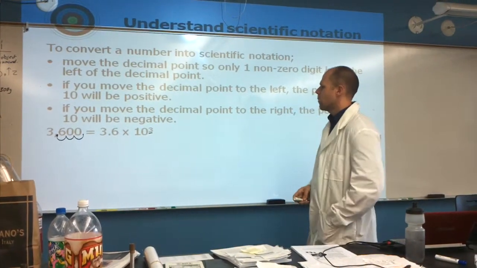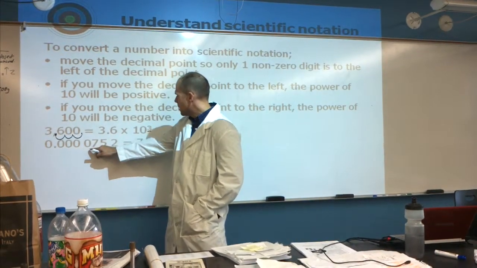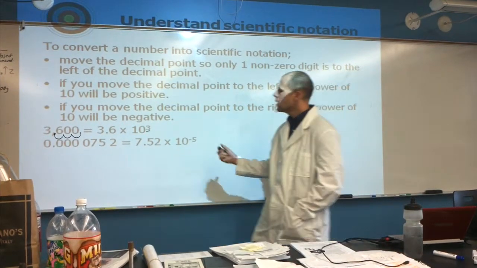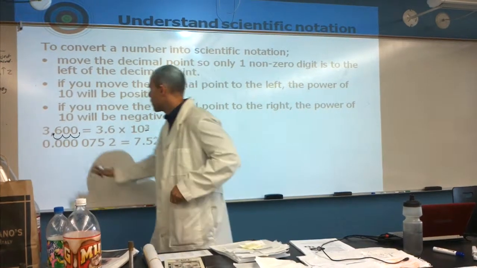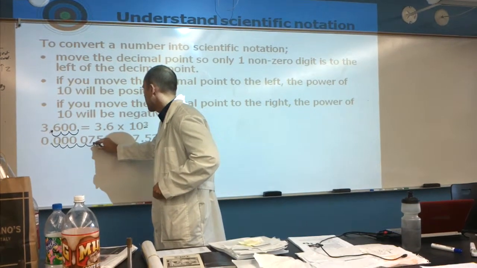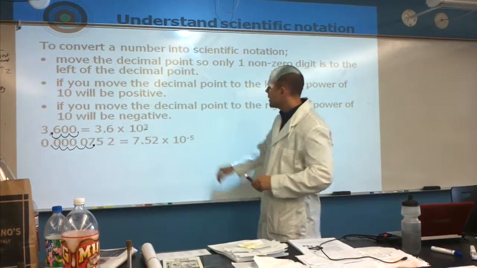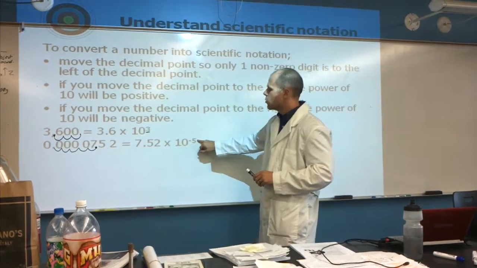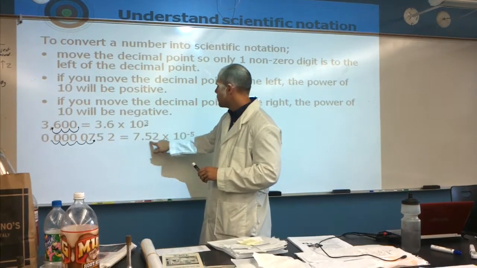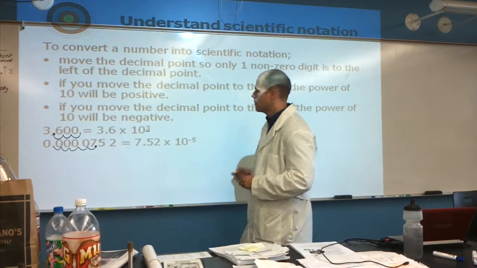Next, we've got another example. That is 0.0000752. And we're going to put this in scientific notation. How many times do we have to move this decimal place over? 1, 2, 3, 4, 5 times. Since we're moving it to the right, this decimal place indicates a negative power here. So we take our non-zero digits, 7, 5, and 2, 7.52, because that's where we move the decimal place to, multiplied by 10 to the negative fifth power.